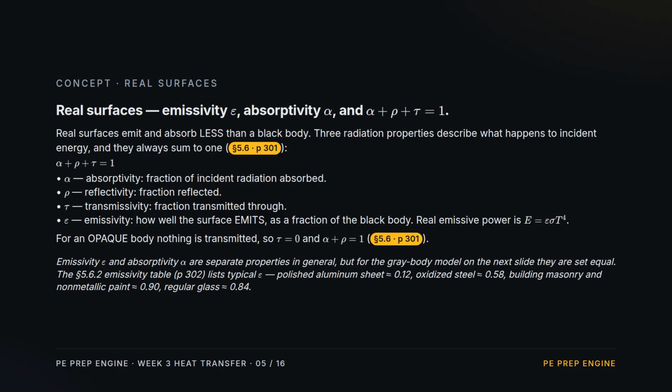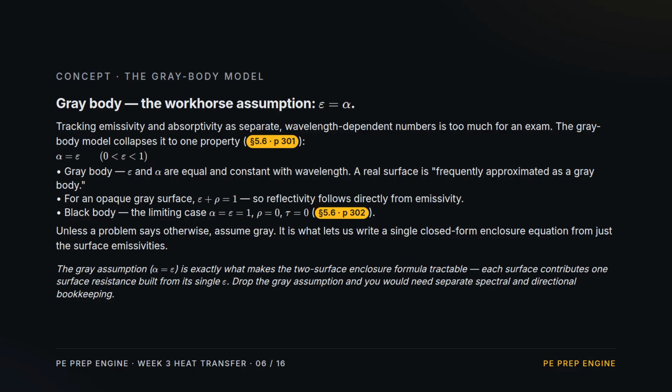The emissivity table lists typical values. Polished metals low. Masonry and paint near 0.9. Tracking emissivity and absorptivity as separate, wavelength-dependent numbers is too much for an exam. The gray body model collapses it to one property, alpha equals epsilon, between 0 and 1, constant with wavelength. For an opaque gray surface, epsilon plus rho equals 1. The black body is the limiting case, alpha equals epsilon equals 1. Unless a problem says otherwise, assume gray. That single assumption lets us write one closed-form enclosure equation from just the surface emissivities.